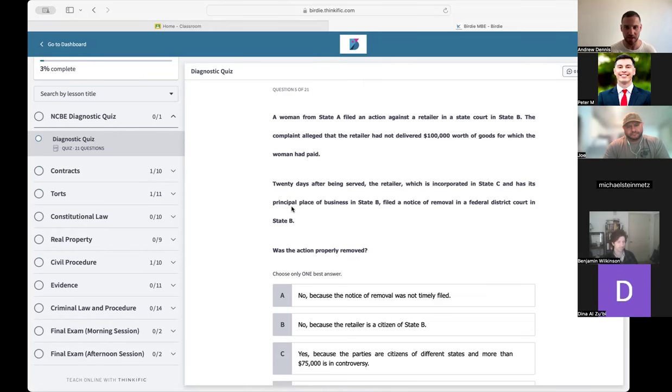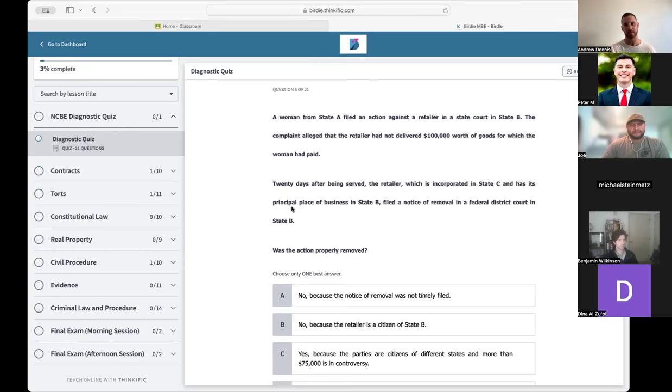So here we have A versus B, okay? And it's a state claim, right? So it's not a federal question. There won't be a federal question that allows for removal, right? It's got to be diversity. All right, we have A versus B, and we have over $75,000, $100,000. All right, cool. We can remove, right?